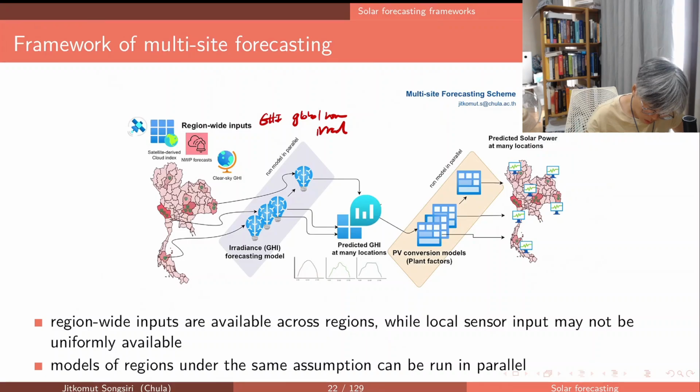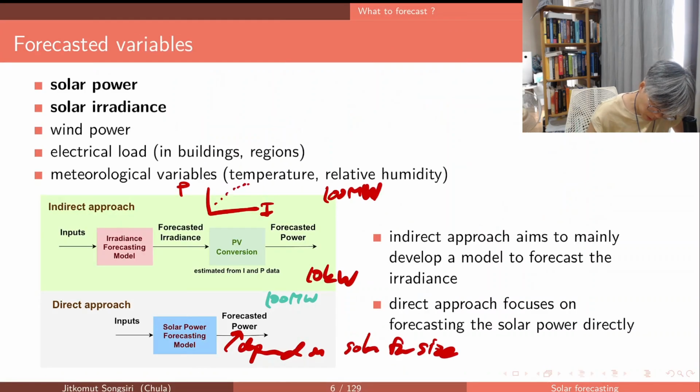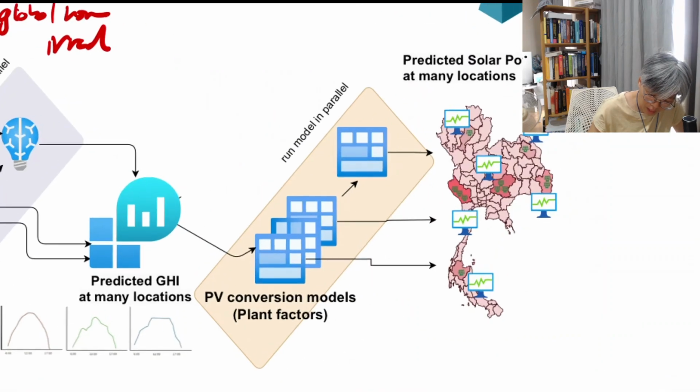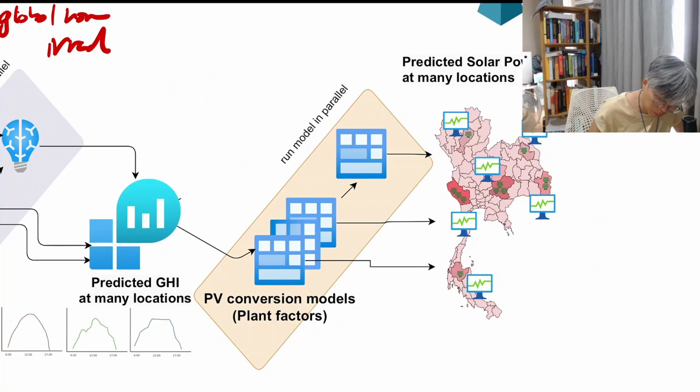Recall that I have two frameworks: the indirect approach and the direct approach. What I'm explaining here is the indirect approach. I forecast irradiance first, and then I have different PV conversion models.